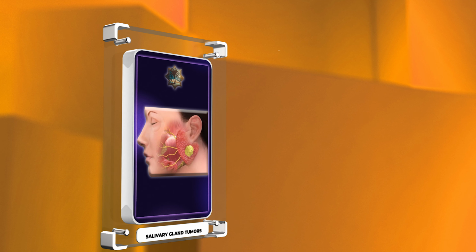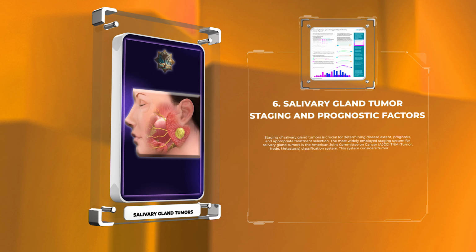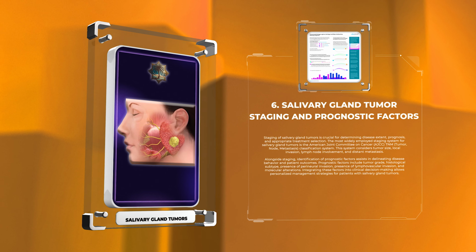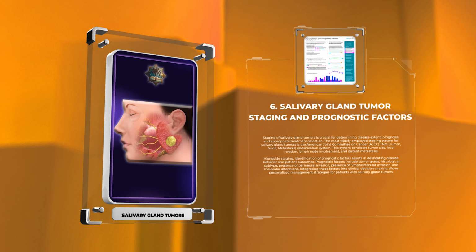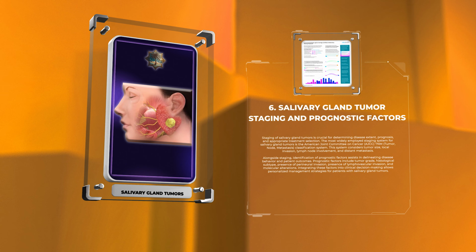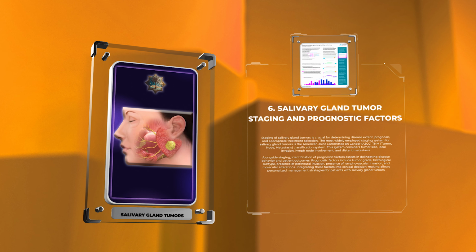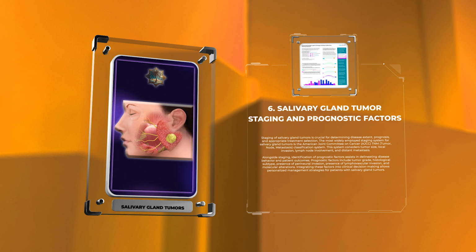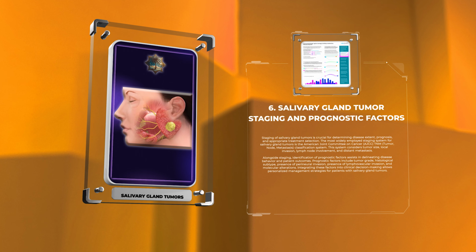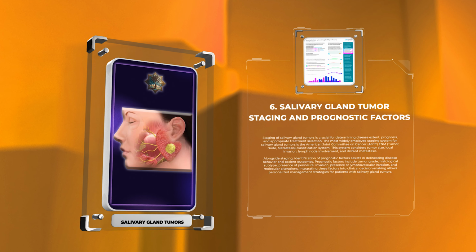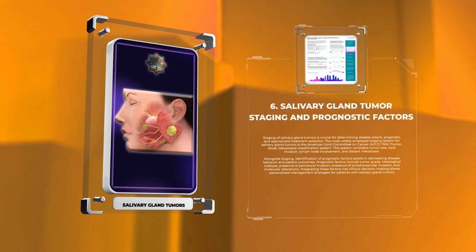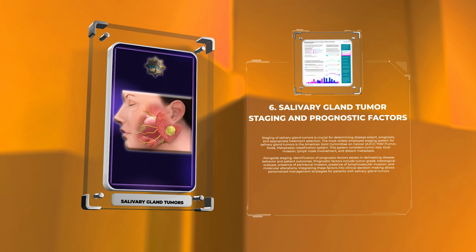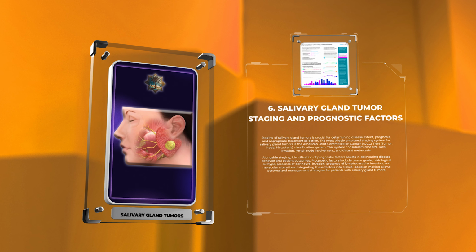Staging of salivary gland tumors is crucial for determining disease extent, prognosis, and appropriate treatment selection. The most widely employed staging system for salivary gland tumors is the American Joint Committee on Cancer, AJCC, TNM, tumor, node, metastasis, classification system. This system considers tumor size, local invasion, lymph node involvement, and distant metastasis.